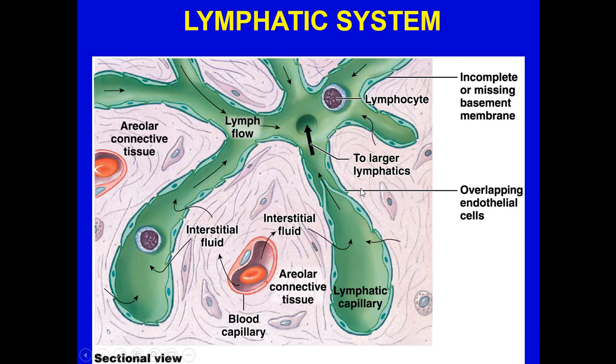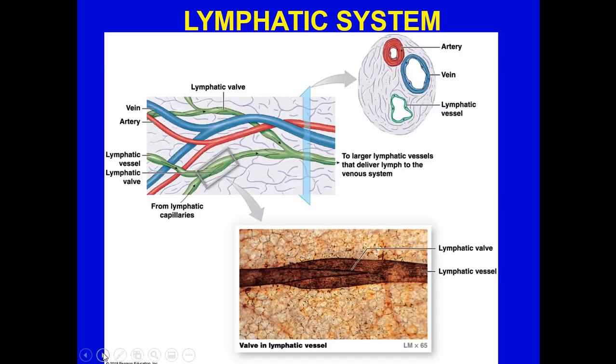Furthermore, you have overlapping endothelial cells that create these one-way valves that are a little bit larger. And again, if you put compression in this area, fluid gets forced up, but it can't go back because of the one-way valve. It kind of collapses and closes off the direction. So all of the direction eventually is heading toward larger lymphatic vessels.